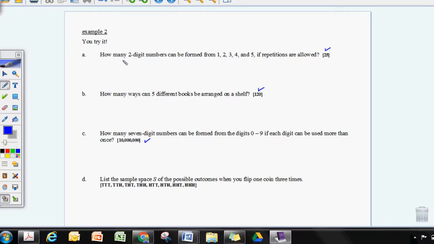Okay, welcome back. So I'm asking you how many 2-digit numbers can be formed from 1, 2, 3, 4, 5 if repetitions are allowed. So I have 2 spots. That's 5 times 5, or that's 5 to the second, which is 25.